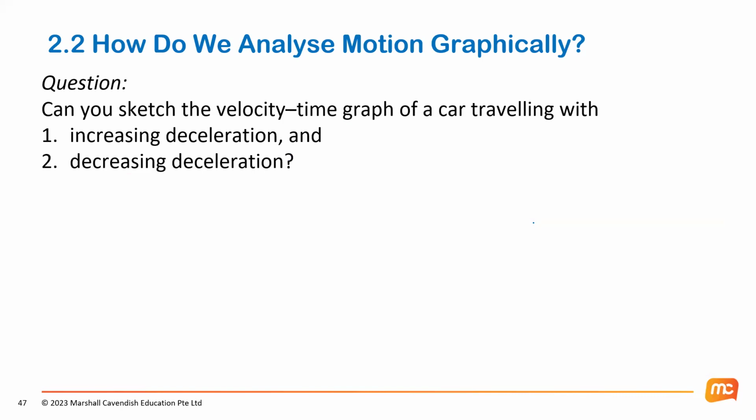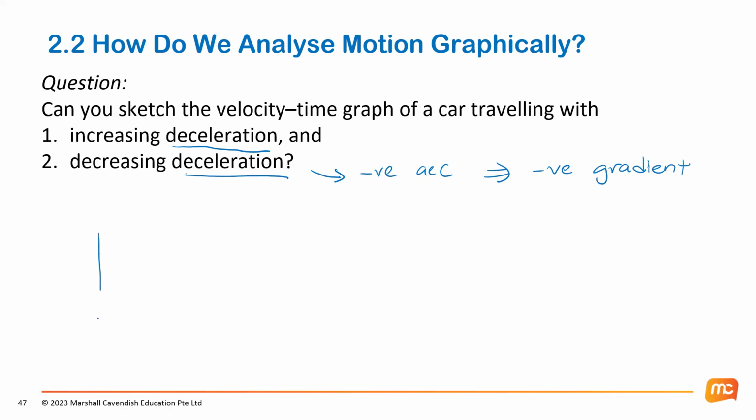Next, you may pause the video over here to think about how the velocity time graph would look for a car moving with increasing deceleration and decreasing deceleration. I'm going to go through the answer now. The word deceleration means negative acceleration, which also means I must have a negative gradient. My line should be sloping downwards. Then the word increasing or decreasing will tell you about the steepness of the slope.